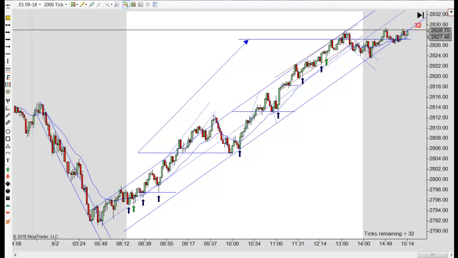This will be our chart lesson for the day, and this is going to wrap it up for the week. No chart lessons on Fridays. Great trading day today. It was a big uptrend. This is a very strong trend.